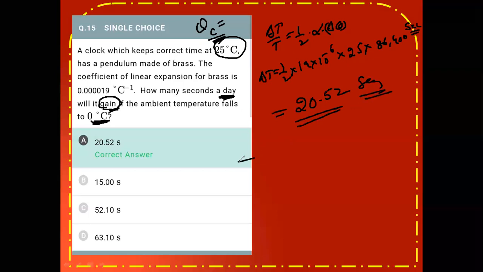Suppose in the question they ask per week, then you have to take 7 into 86,400 seconds. If they ask per month, then 30 into 86,400. So this is a very, very important model. You should keep it in mind.